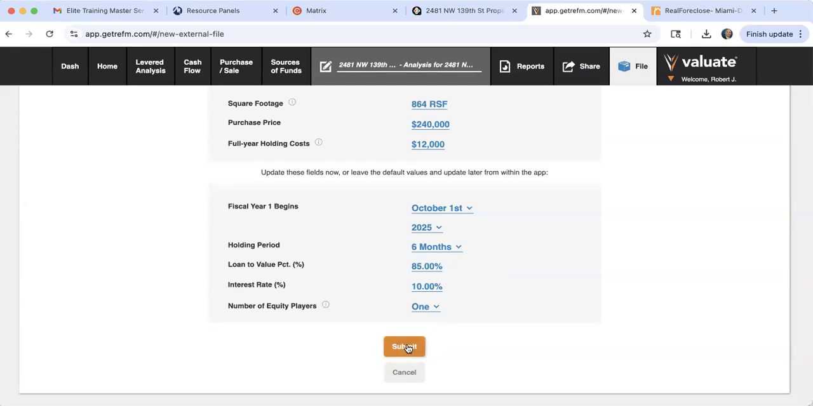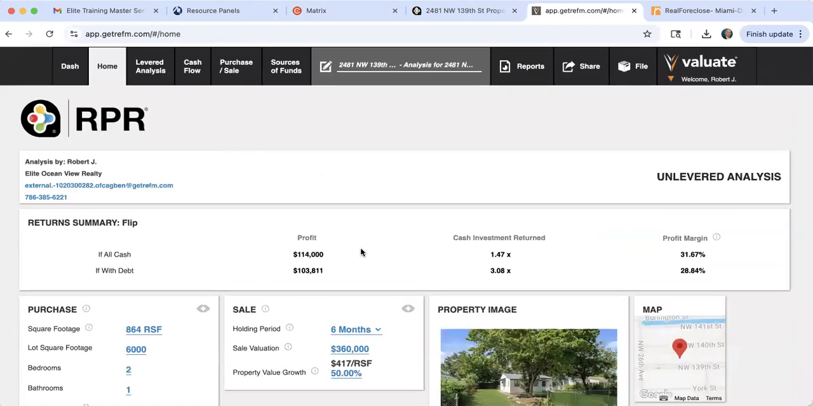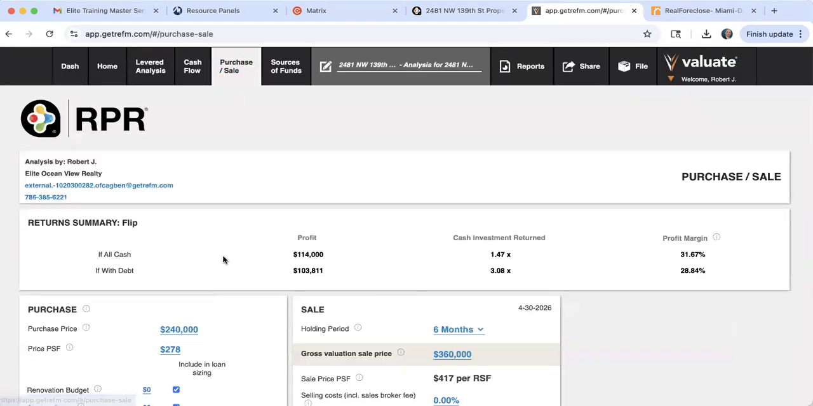Then we're going to go ahead and click on submit. Let's click on submit. And now let's go up here to where it says purchase and sale. Let's click on purchase and sale.